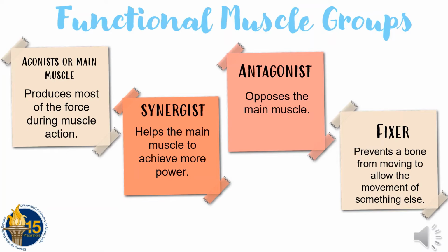Synergists. They help the main muscle to achieve more power. Antagonist. This muscle opposes the main muscle. Sometimes it relaxes so the main muscle takes control. And fixer. It prevents a bone from moving to allow the movement of something else.